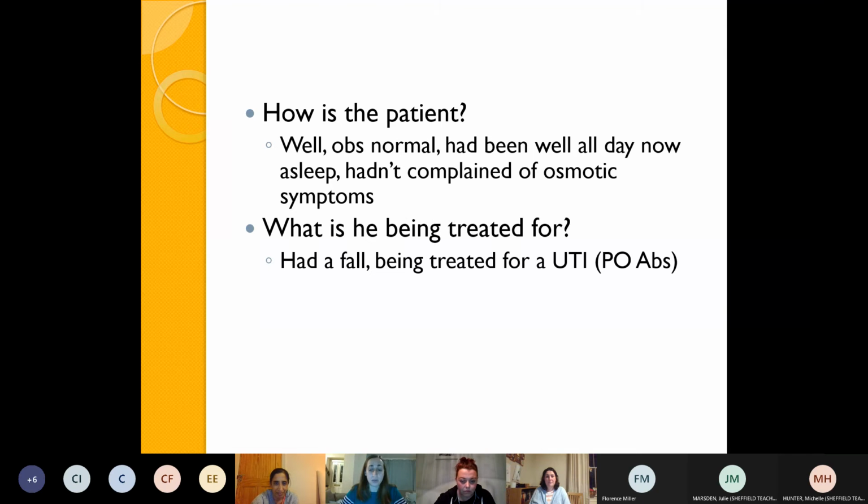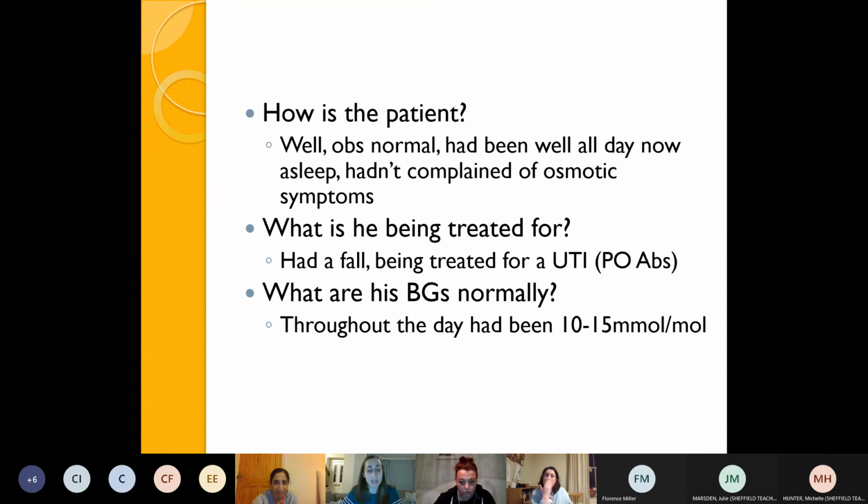he's been treated for a fall, and he has a UTI, and he's just on oral antibiotics. And his blood glucose normally all day has been between 12 and 15, and now it's 18. But maybe he's eaten some biscuits before bed, probably. And do we have any ketones? No.